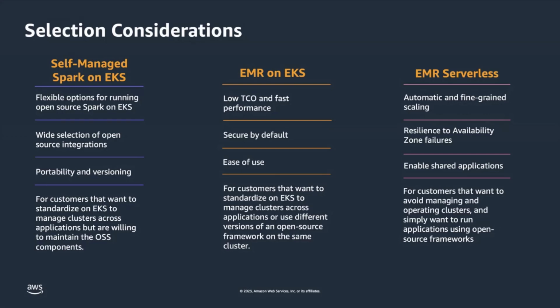Similar to that, it's the ability to run multiple versions of the open source framework, all on the same cluster. And then on the far end of the spectrum, things like EMR Serverless: automatic fine-grained scaling, resilience out of the box to AZ failure, and also enabled for shared applications, tightly integrated with different ecosystem tooling from Amazon or AWS. This is really for folks that want to run Spark in the simplest way, with peak simplicity, right?